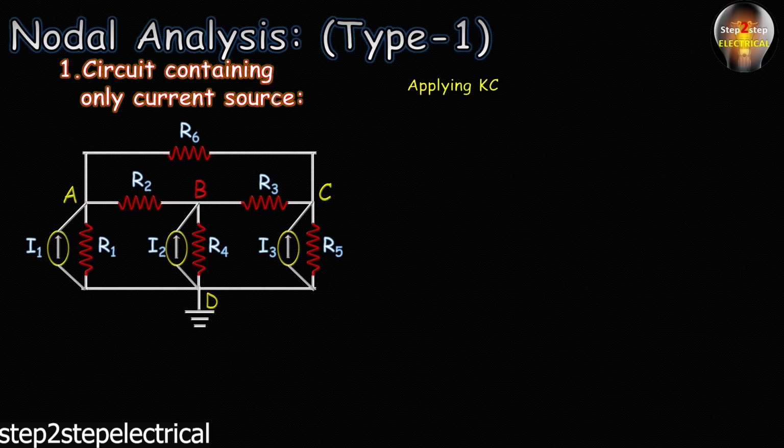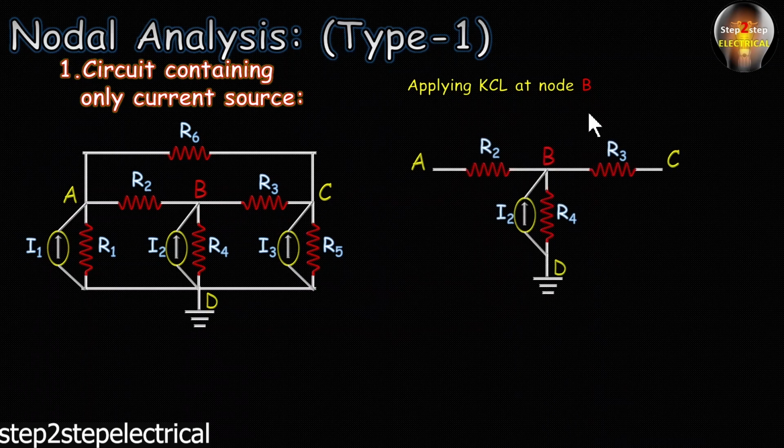Now we will apply KCL at node B. At node B, once again we omit all other elements and branches that have no concern with node B, so we get this network. Let's assume the currents here. IR2 is the current flowing from B to A, IR3 is the current flowing from B to C, and IR4 is the current flowing from B to D, while I2 is the only current which enters node B.